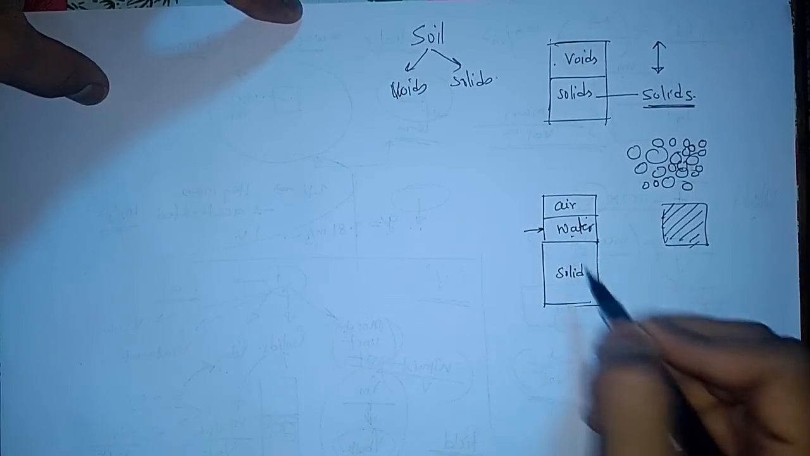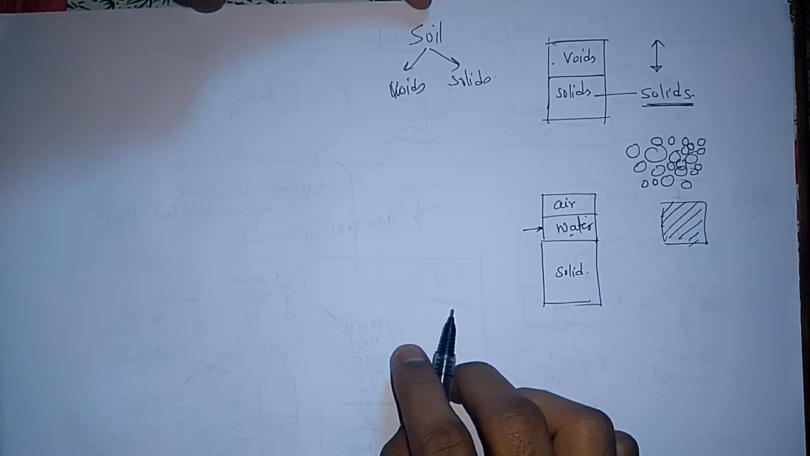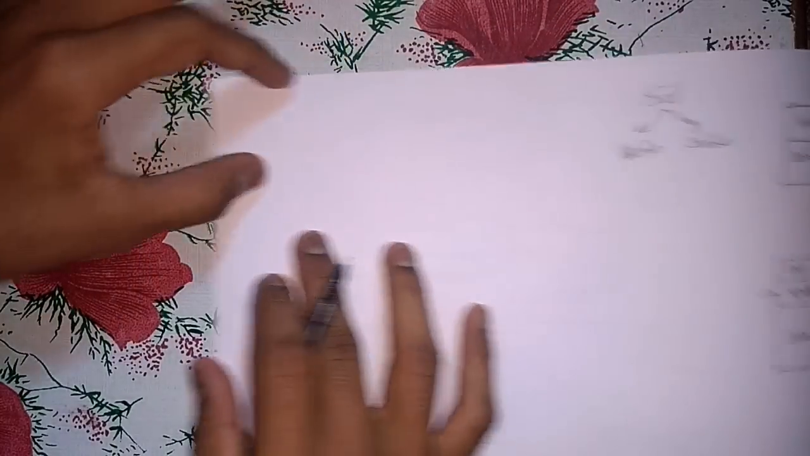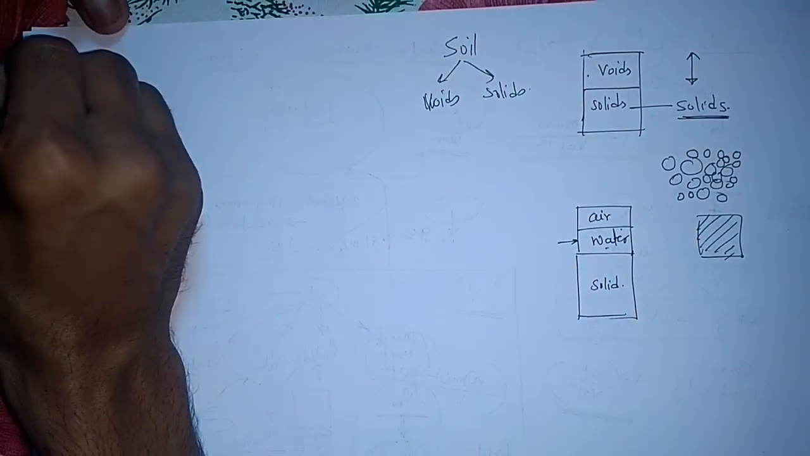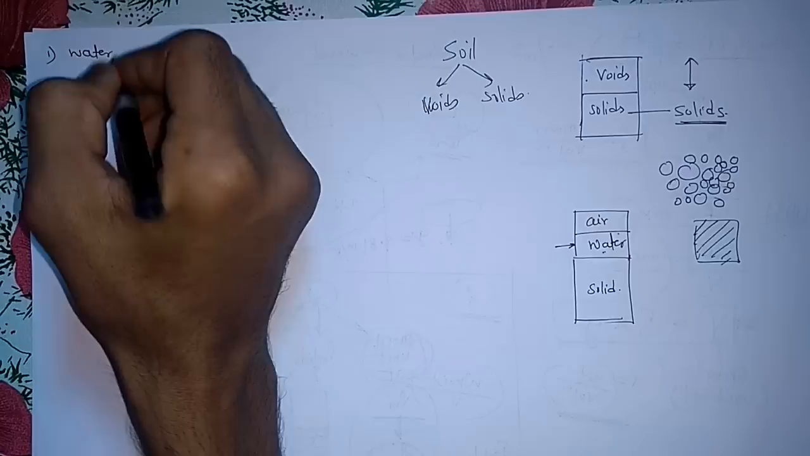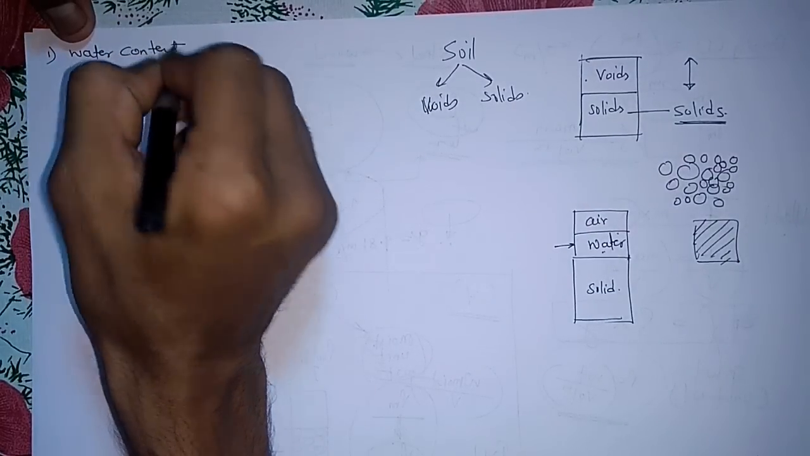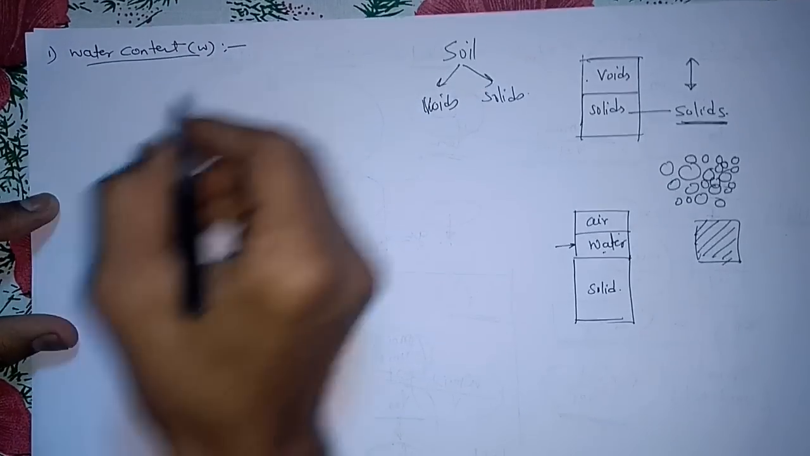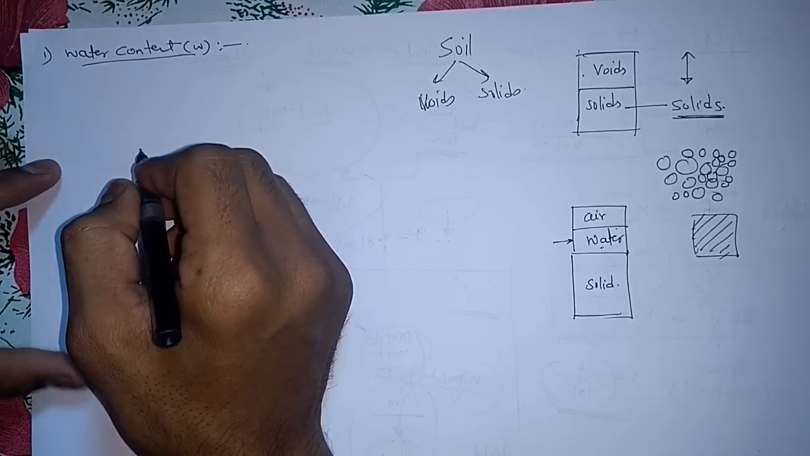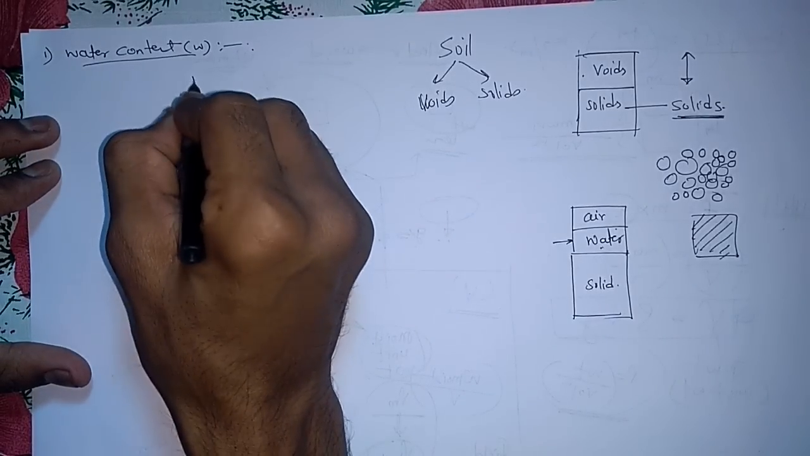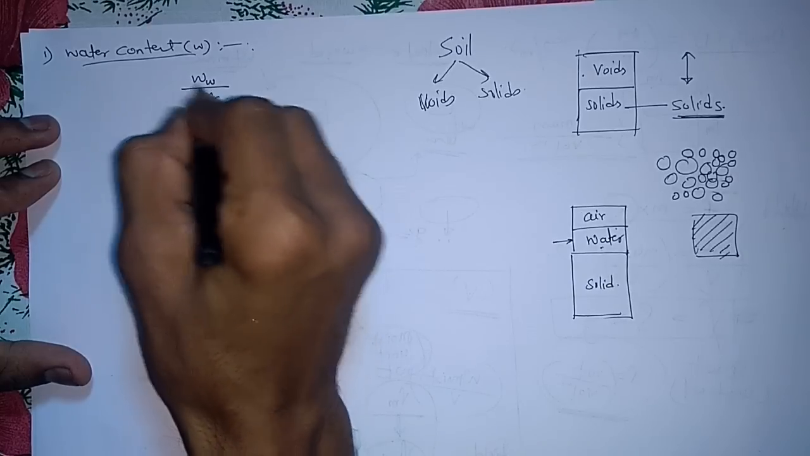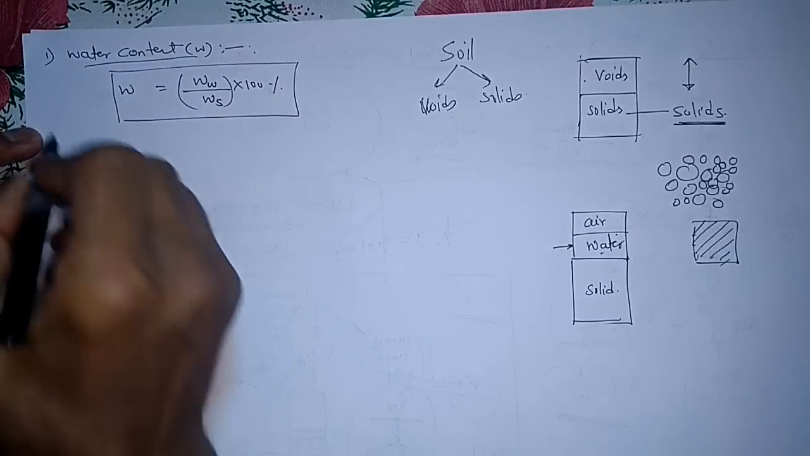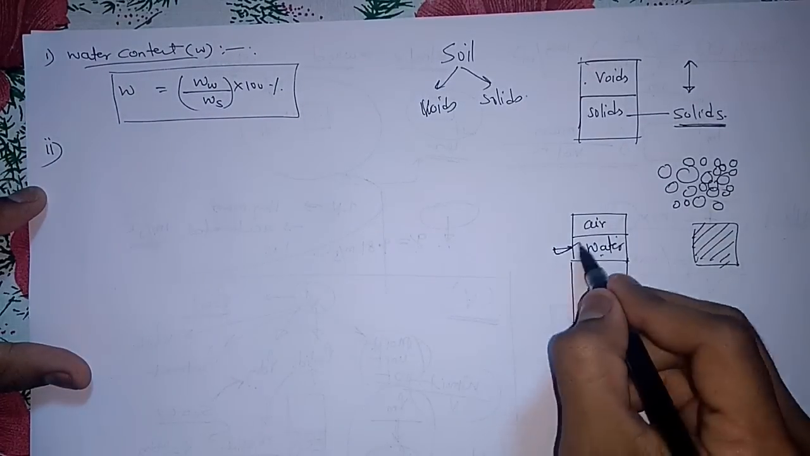So the presence of water in the soil can be explained by a factor called water content. The first factor that I will discuss is water content, or we call it moisture content. Water content is simply termed as the presence of water in the soil. So presence of water we define in terms of solids. We simply define weight of water upon weight of solids expressed as percentage. This is simply termed as water content. Okay, so we have covered water.